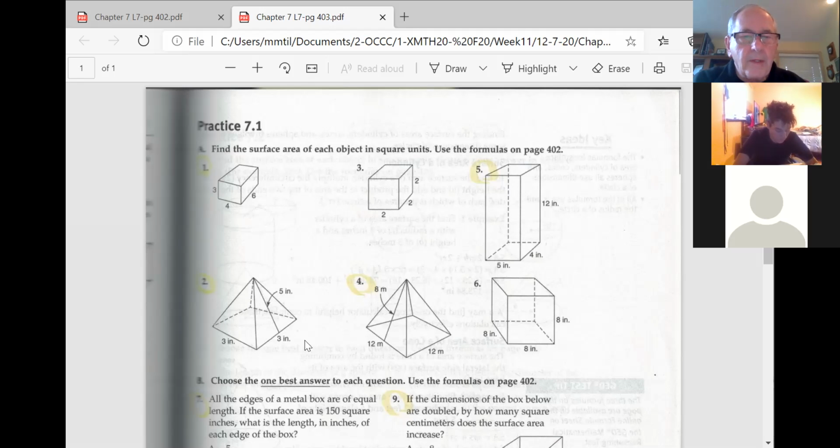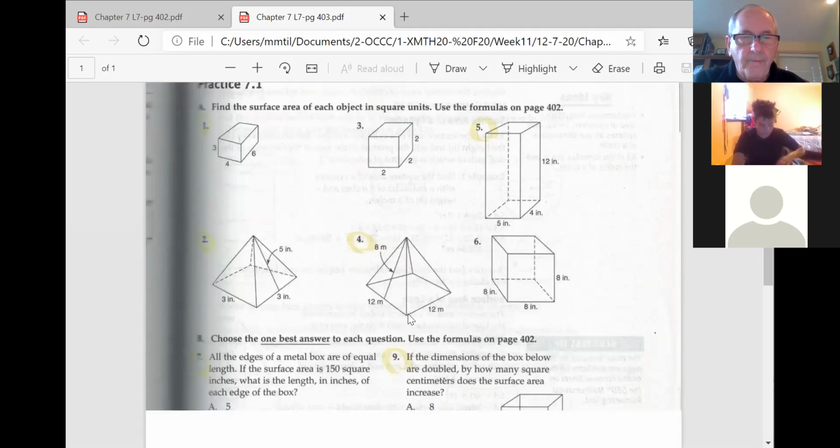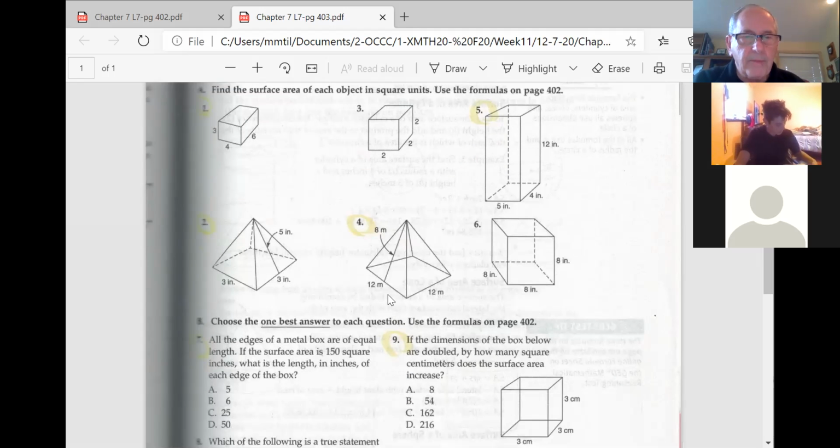Okay. And number 4 is done exactly the same way, right? Any questions on those? You just have to know that one little formula, and you can do all these quite easily, right?